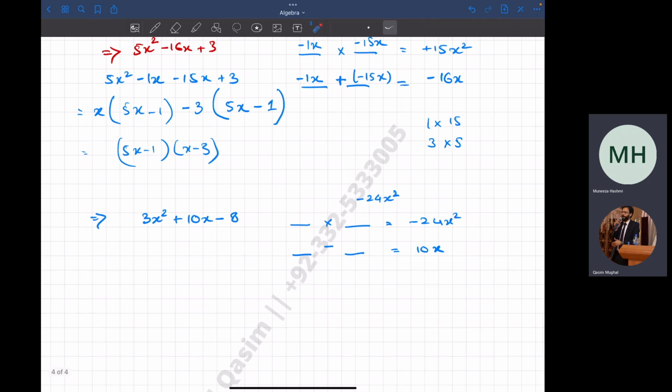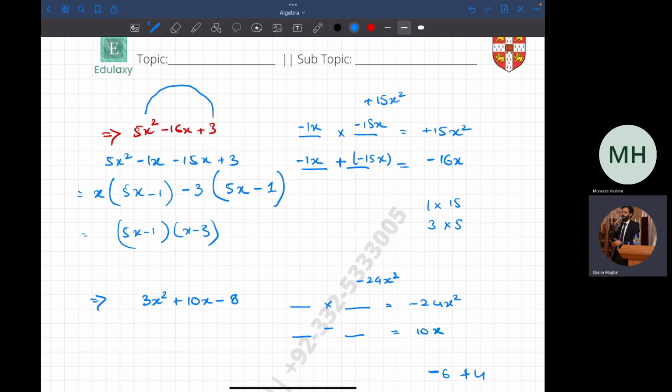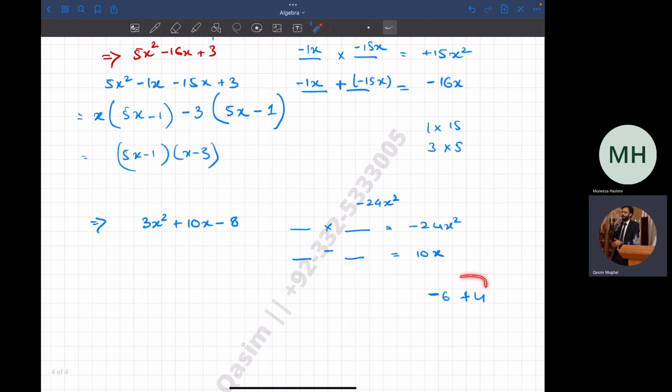If you can't, write down the pairs of possible factors of 24. 6 and 4, the difference is 2. So negative 6 and negative 4, that's the sum. Negative 6 and positive 4, that's the difference again, because they've got opposite signs, but that's going to give you negative 2.